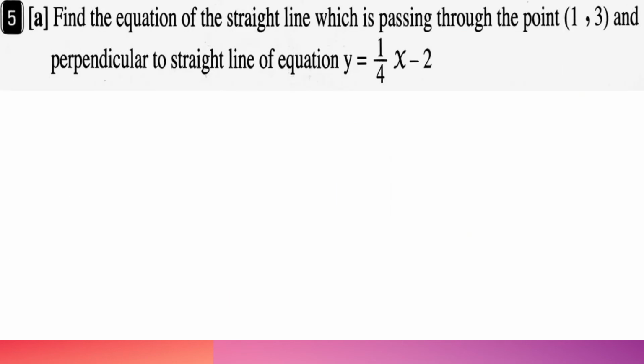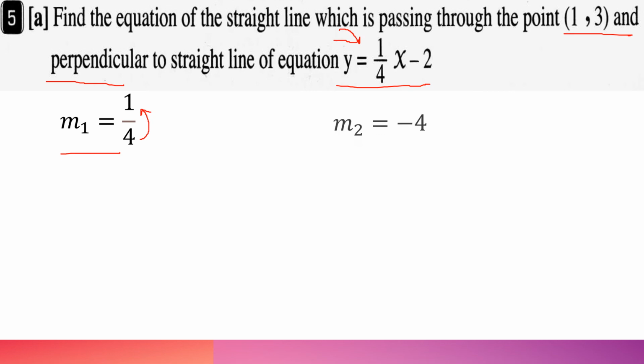Question 5a. Find the equation of the straight line which is passing through the point (1, 3) and perpendicular to the straight line with equation y equals 1 over 4x minus 2. This is the equation of the first straight line. It says the second straight line is perpendicular to it. So what is the slope here? It is 1 over 4. We want the slope of the second straight line which is perpendicular to it. We take the reciprocal and change the sign. So the second slope is negative 4.